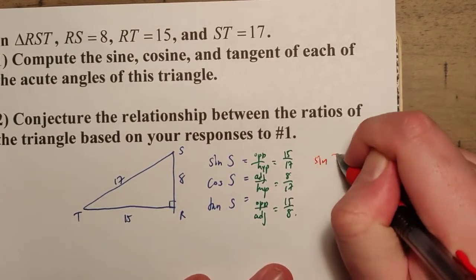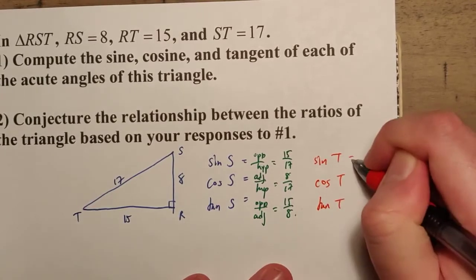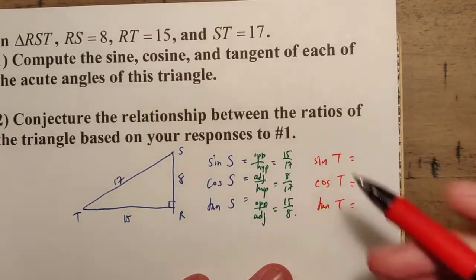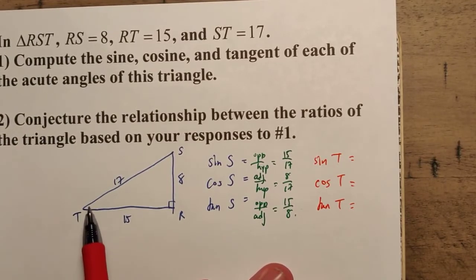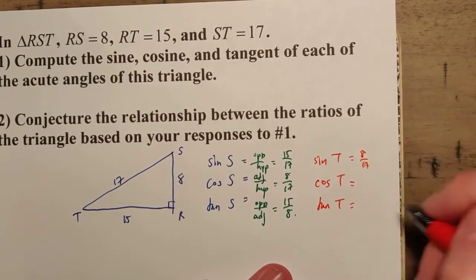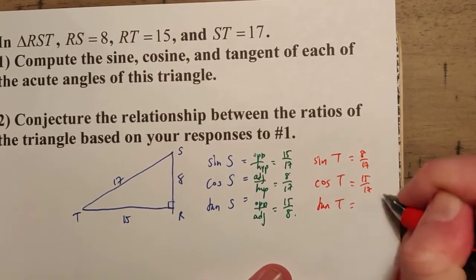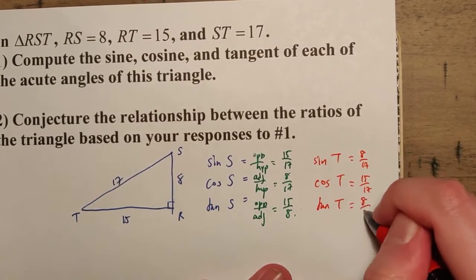So we can say sine of T, we can say cosine of T, we can say tangent of T. So by the same token, opposite over hypotenuse, but now this time we're at this angle here, so be kind of careful about that. So in this situation, sine of T, opposite over hypotenuse, is 8 over 17. Cosine of T is 15 over 17, and then we should have tangent of T is opposite over adjacent, which is 8 over 15.